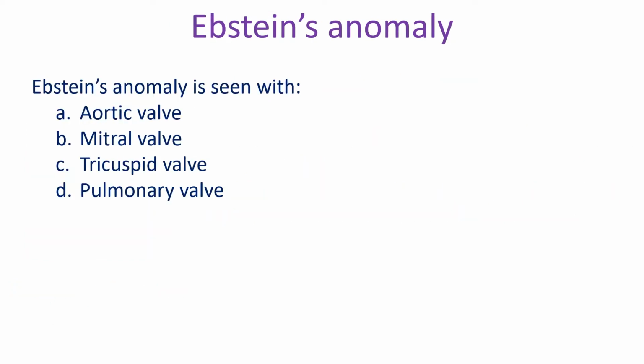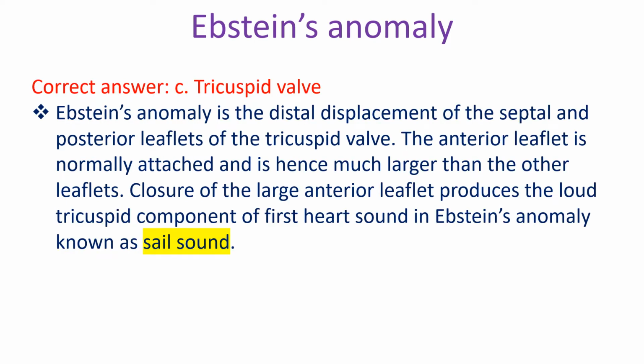Ebstein's anomaly is seen with A. Aortic valve, B. Mitral valve, C. Tricuspid valve, D. Pulmonary valve. Correct answer C. Tricuspid valve.